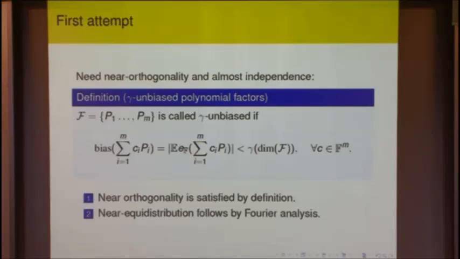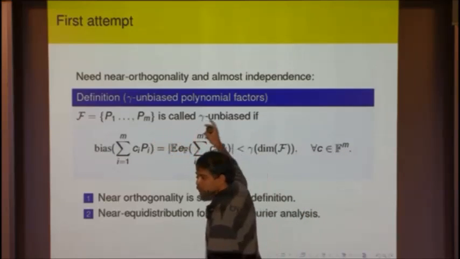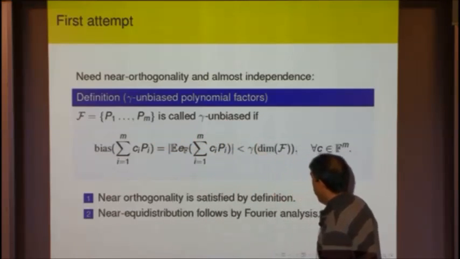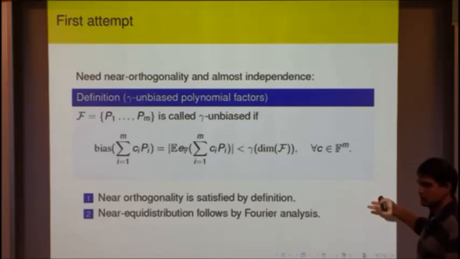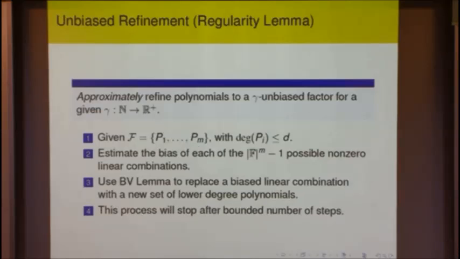It's clear that if you have such a polynomial factor which is unbiased, then of course you immediately get near orthogonality. That's by definition. And once you get near orthogonality, you also get these nice equidistribution properties. So this is the minimal that we can start with. But then, is it true that this actually suffices? So remember what we want to do.